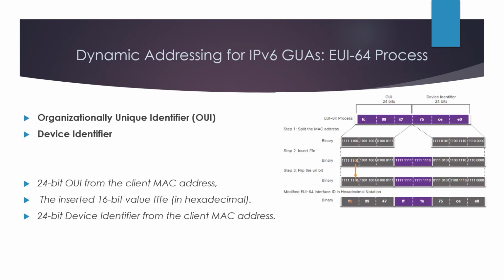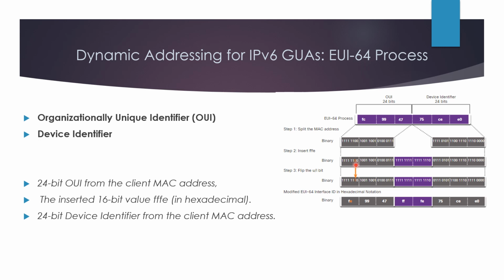Here is the process illustrated, how to go from the MAC address to the interface ID in hexadecimal notation. First, we will identify the two main parts and split the MAC address. After you split the MAC address, you will insert the 16-bit value FFFE in binary format.